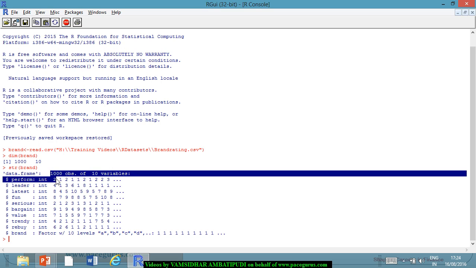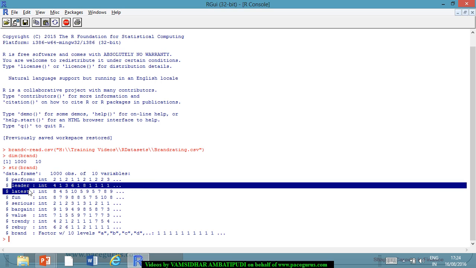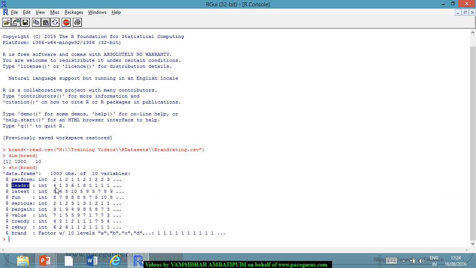So the data frame, 1000 observations are there. So I am capturing something in terms of the performance of the brand. So is my brand performing well? Is this brand a leader in terms of performance or not? So 1 is the least and 10 is the highest. So leader, is it a leader in that particular field? So 1 is the lowest versus 10 is the highest.